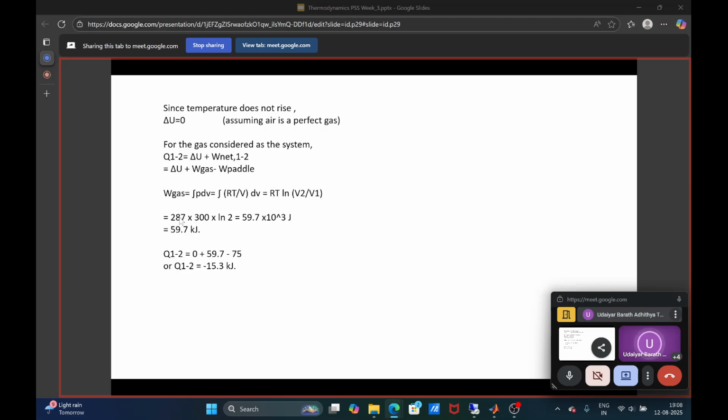Substituting the values, R is 287 for air, into 300, into ln of V2 by V1, which is 2 because the volume is getting doubled. This gives you 59.7 kilojoules. That is the work done by the gas, and the net work it receives is 75 kilojoules, so minus 75. This gives you Q12 is minus 15.3, which is rejected.